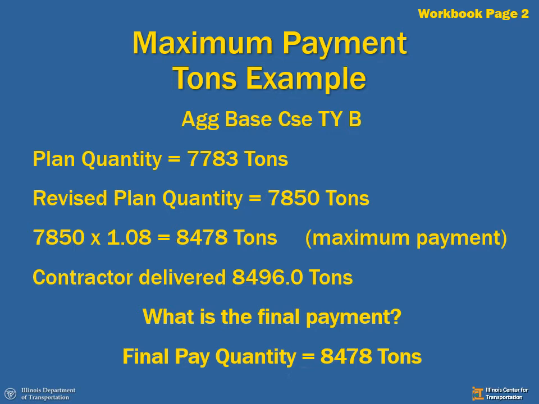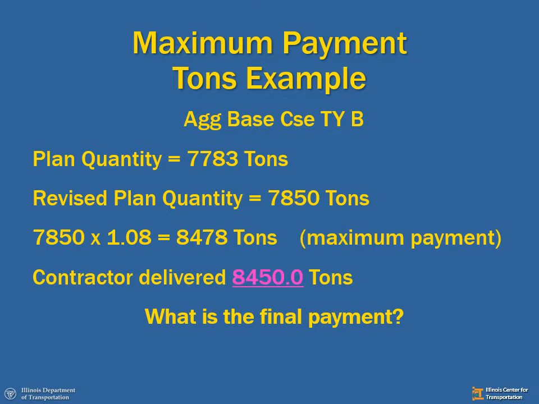Well, what happens if the contractor brings me less than max pay? Let's look at a case where the contractor delivered less than max pay. In this case, the contractor brought us 8,450 tons. Our maximum payment's 8,478. What would the final payment be? That's correct. We pay the smaller amount. The final payment would be 8,450, what they brought me.